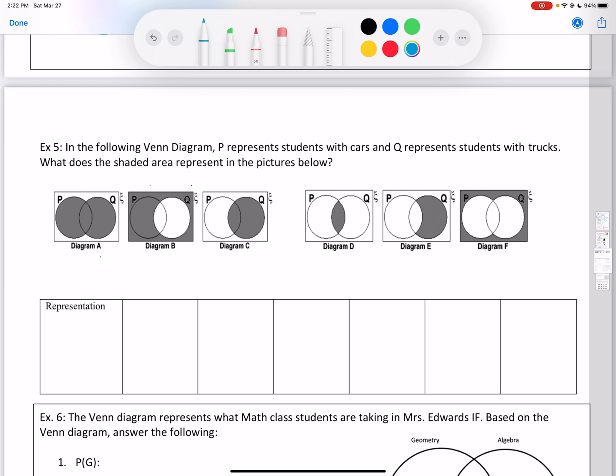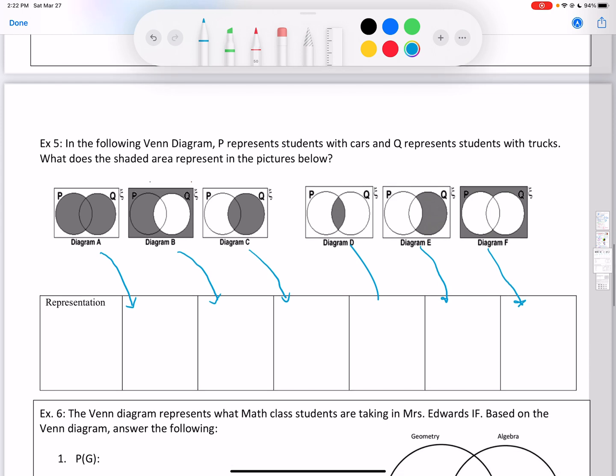So I'm going to start with this. I'm going to put this guy here. I'm going to leave that representation blank. And we're going to write the words and we're going to try to write the notation here. So we know that if everything is included in the circle, that's called the union. So that's the probability of P or Q, students who have cars or trucks.